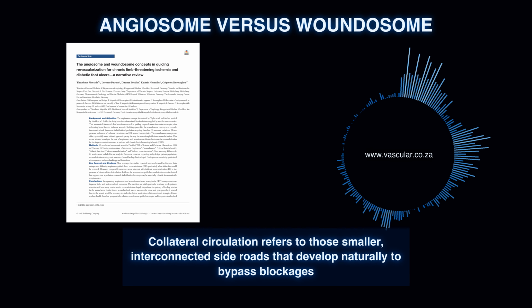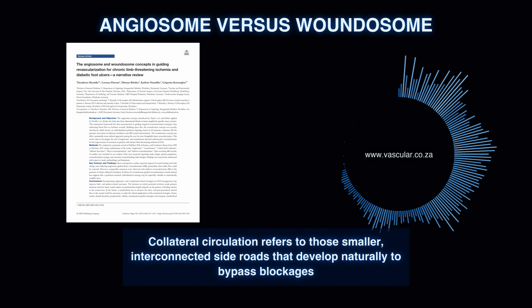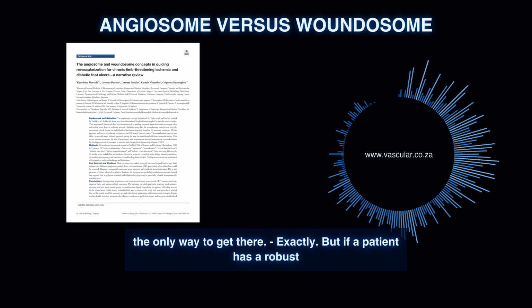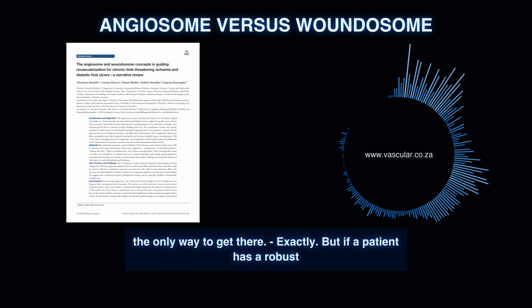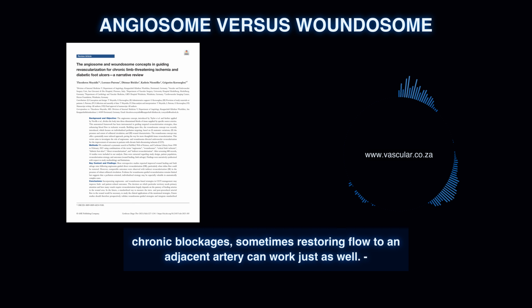Collateral circulation refers to those smaller interconnected side roads that develop naturally to bypass blockages in the main arteries. So the angiosome map is assuming the main highway is the only way to get there. Exactly. But if a patient has a robust collateral network, and this can be genetic or it can develop over time because of chronic blockages, sometimes restoring flow to an adjacent artery can work just as well.